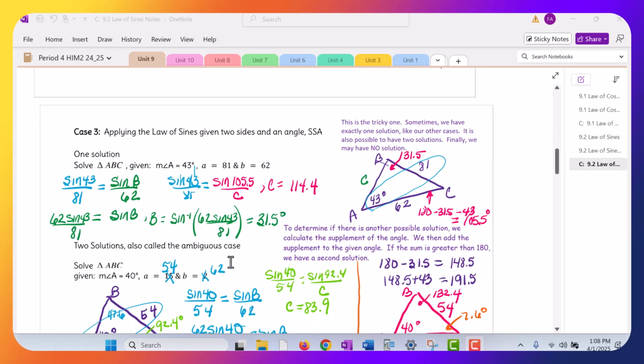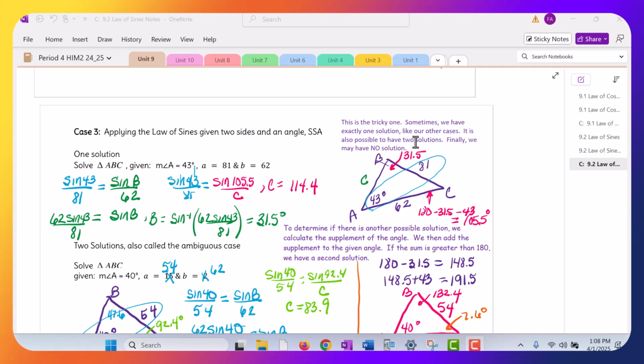Now we're going to enter into our third case. Here we're provided different information. It was two angles and a side on the previous page. Now we have two sides and an angle. This is considered the ambiguous case. Ambiguous means we're not sure if we're going to have no solution, one solution, like the first two we did, or possibly two triangles that we can create with the information that we're given. And we'll do the one solution first.